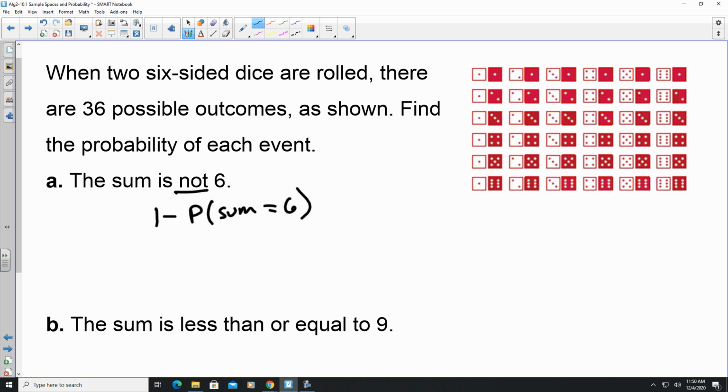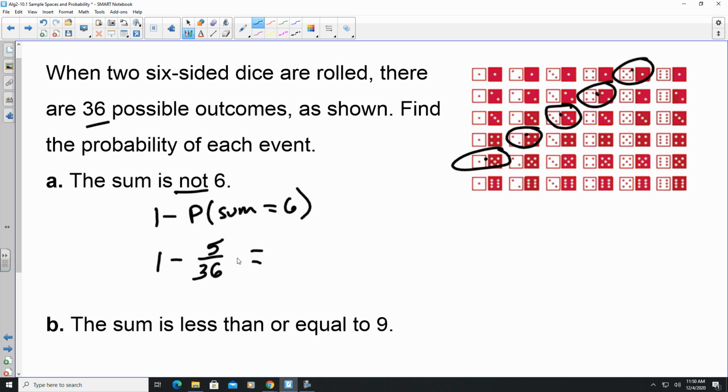So for instance, 5 plus 1 is 6, this one right here. Let's look for 2 and 4. Those two are values that are going to make 6. These two are going to make 6. These two are going to make 6. There's 1, 2, 3, 4, 5. There's 5 of them. So 1 is going to be subtracted by the probability of the sums being 6, which is 5 out of 36, because there were 36 possible outcomes.